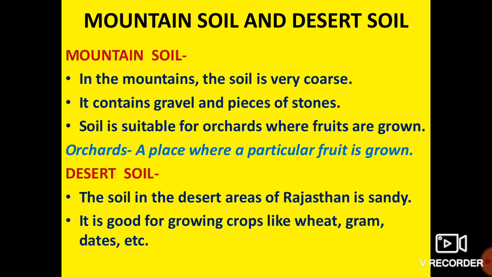Desert soil is found in Rajasthan, and this soil is sandy. It is good for growing wheat, gram and dates. Actually, it is very difficult to do agriculture in the desert soil, but with a proper irrigation method, the soil is made cultivable.